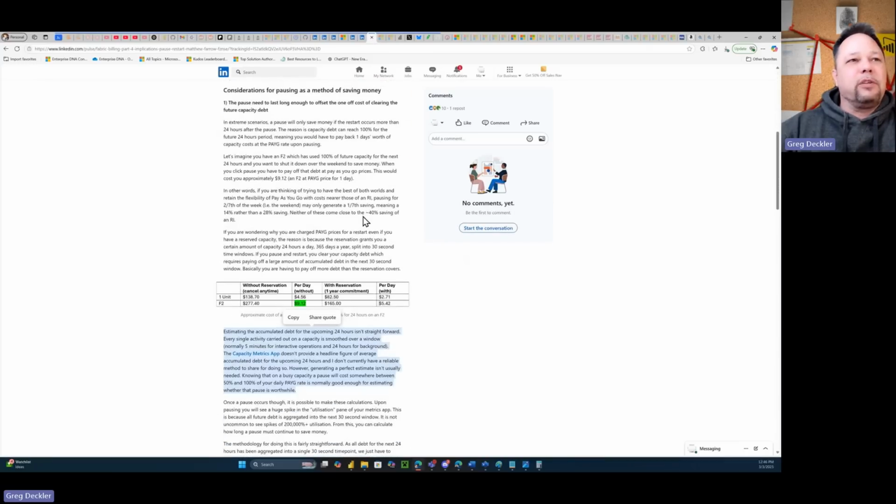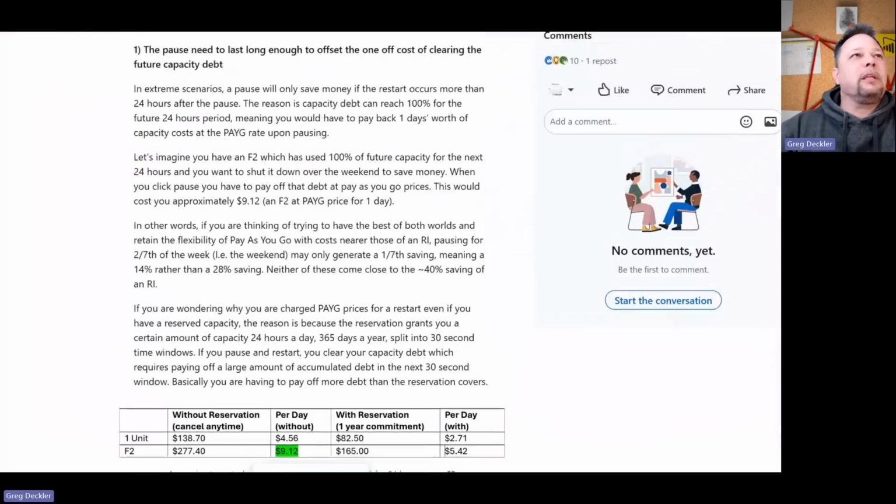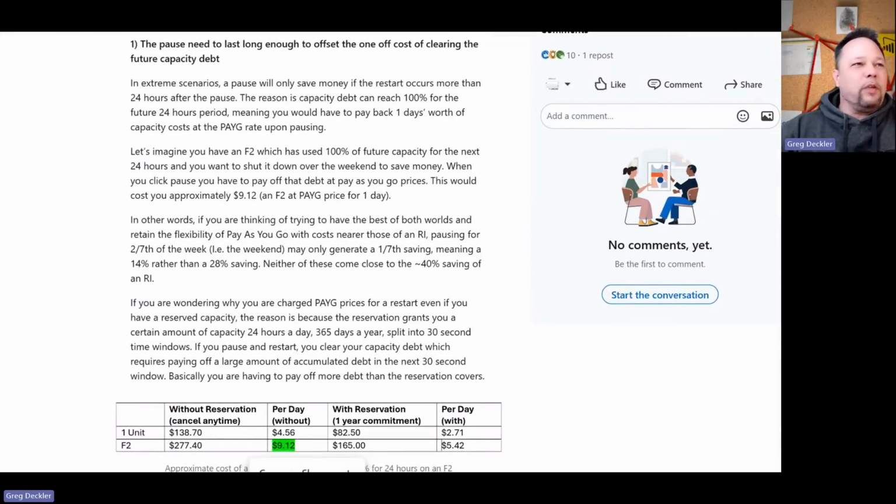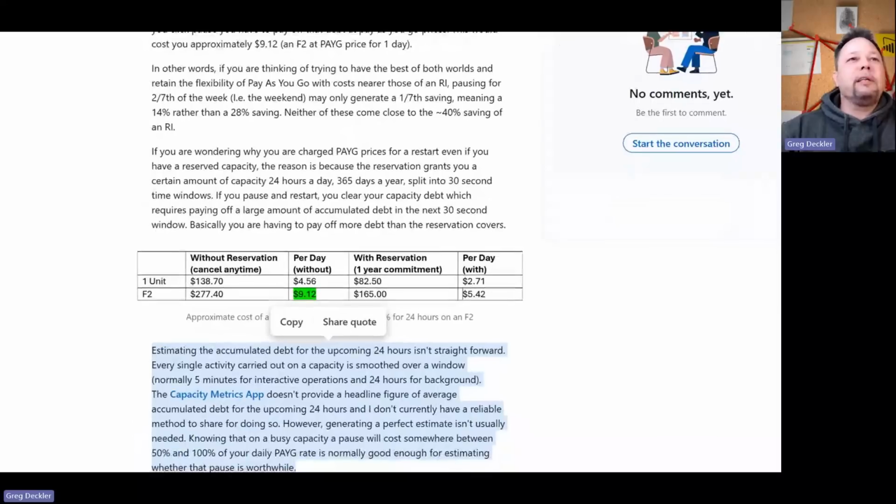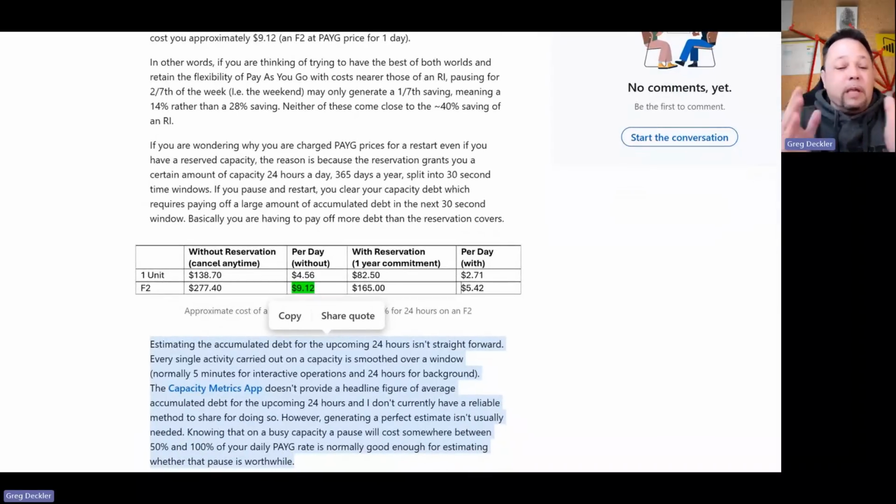Even though you have a reservation, you may pay pay as you go rates. If you pause, so if you're wondering why you're charged pay as you go prices for a restart even if you have a reserved capacity, essentially if you pause or restart your capacity, you're going to pay all that technical debt. They've set it up specifically so they know that you will always be in debt in terms of CUs. So they make you pay that off at pay as you go rates even though you have a reservation. If you'd left that reservation running and hadn't used it, you'd not pay pay as you go rates because you'd earn back all those credits and get back to zero, in theory.